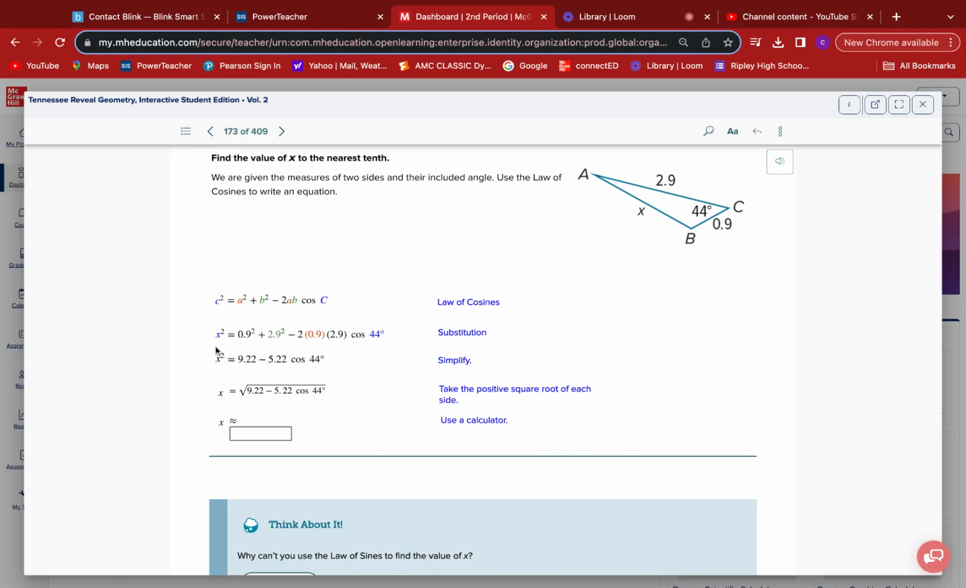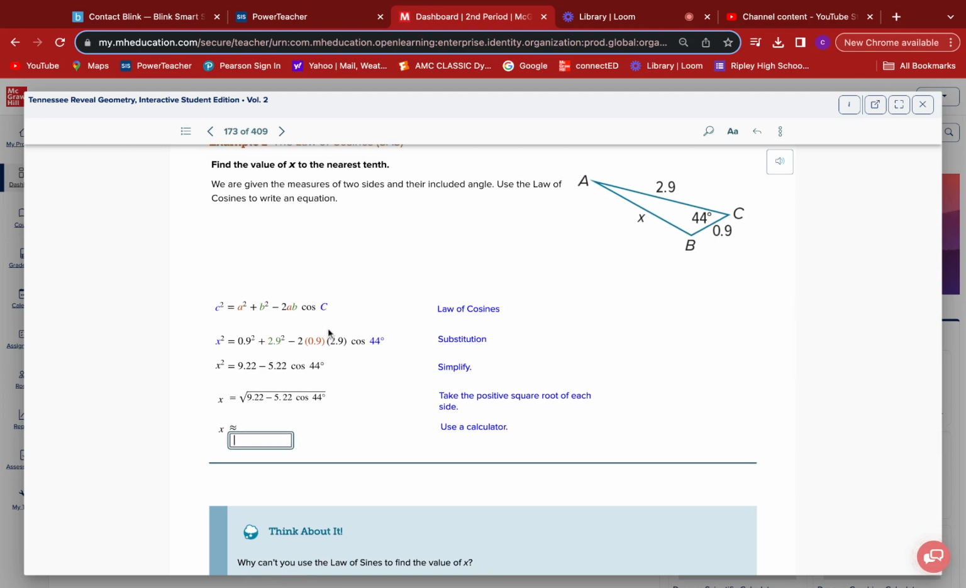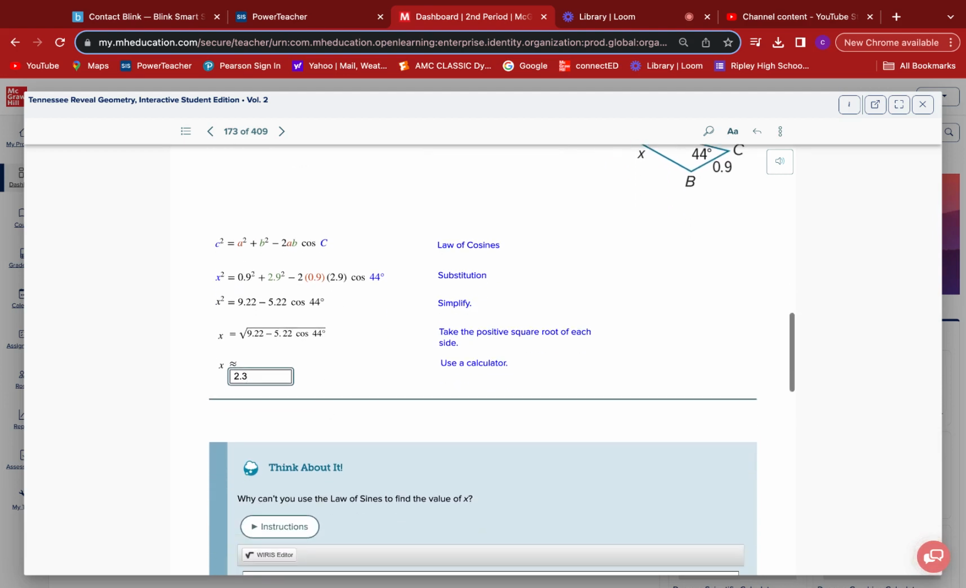All right. The opposite of squaring is to square root all of this. So everybody grab your calculator, put in a square root. Put in 9.22 minus 5.22 cosine 44 in the parentheses because the 44 is your theta, and hit enter. You're looking at approximately, we've got to round to the tenth, 2.33, which means the first 3 stays a 3. So it'll be 2.3. All right, is that it?